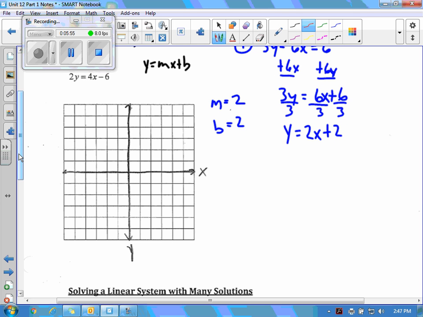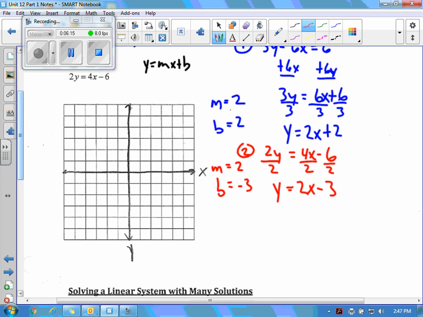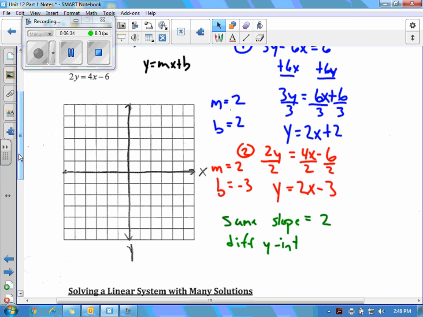Then I also need to do the same thing for my second equation. It's 2y equals 4x minus 6. This one's a little bit easier because all I need to do is divide everything by 2. So I get y equals 2x minus 3, a slope of 2 and a y-intercept of negative 3. Now, straight away, before we even graph, what I want you to notice is that these two equations have the same slope. They both have a slope of 2, but they have different y-intercepts. As we graph, you'll understand why I had to write that down.